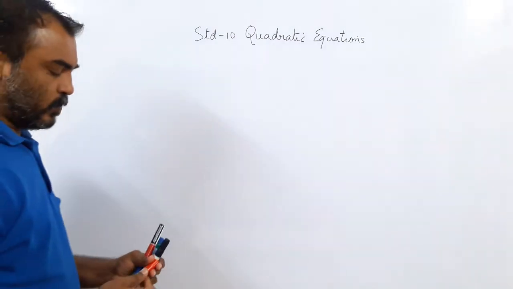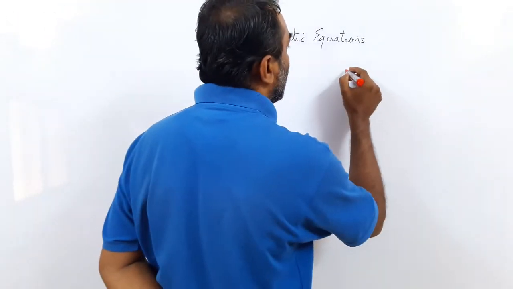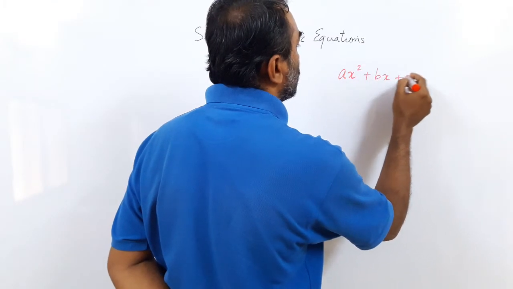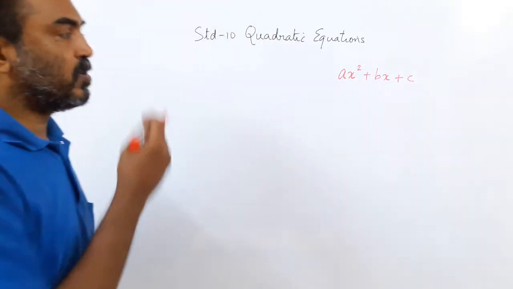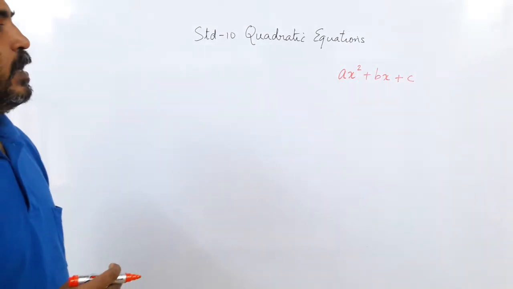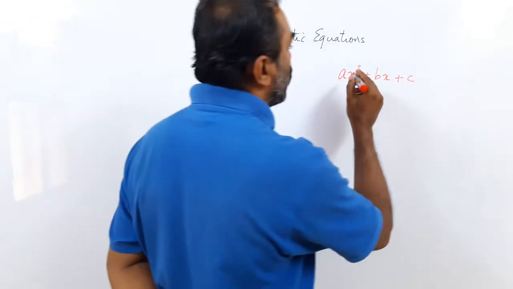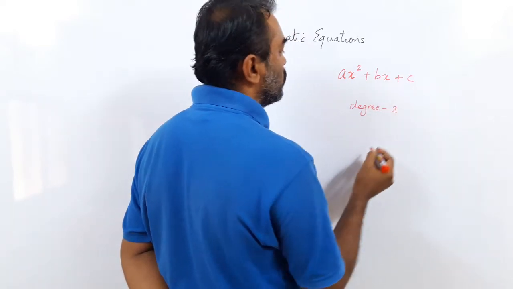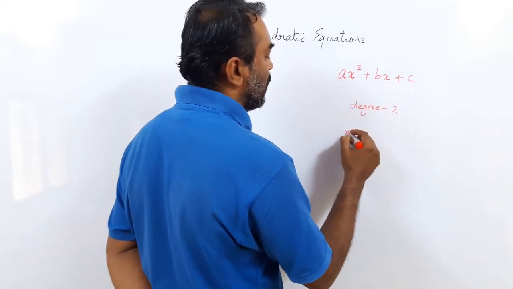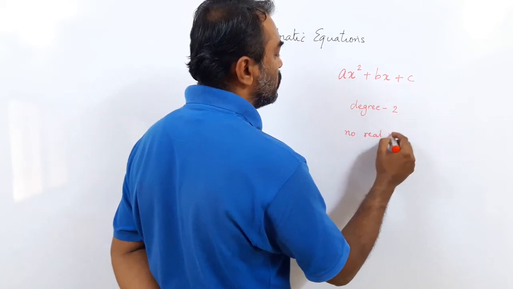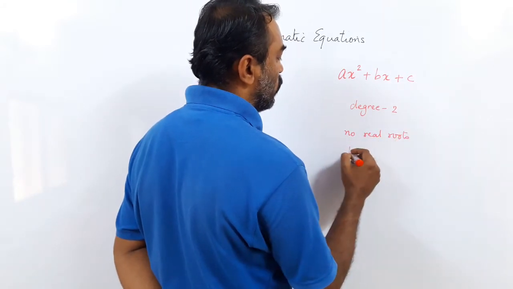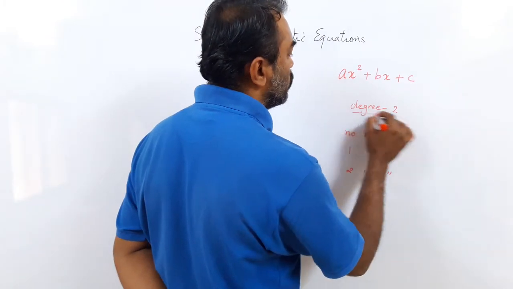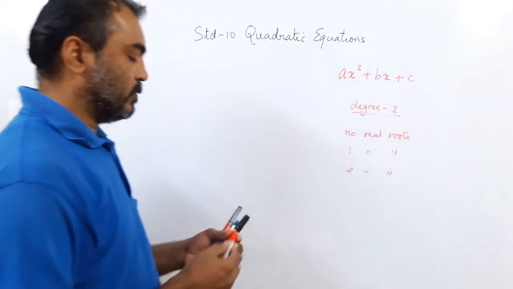If you remember polynomials, ax square plus bx plus c is a quadratic polynomial, and a quadratic polynomial has a degree of 2, which we also did. So it can have either no real roots, or one real root, or at maximum two real roots. Because the degree is 2, there are three possibilities here.